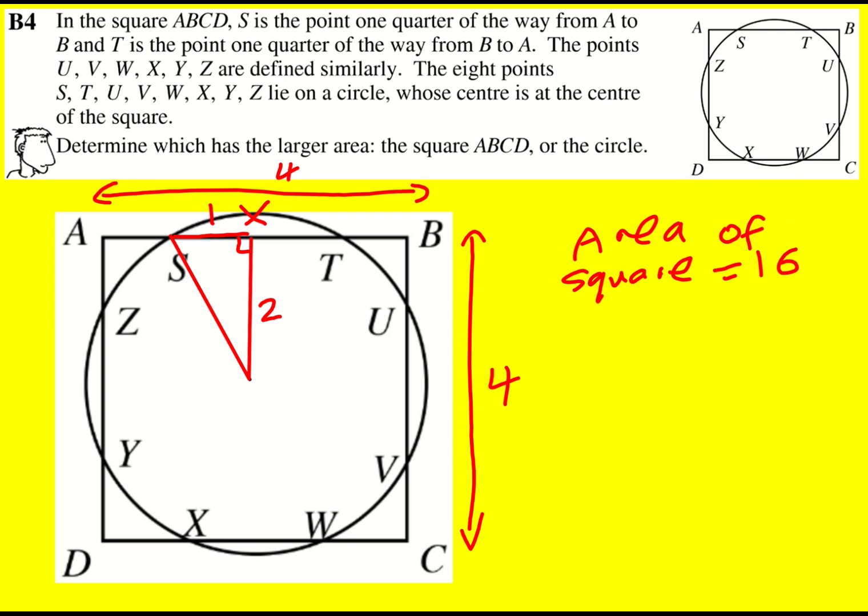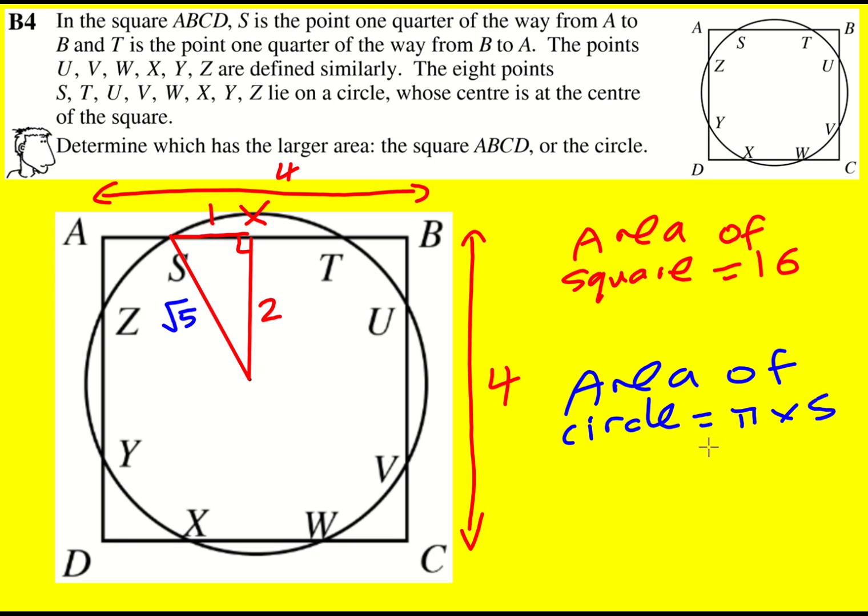Now if I focus on the circle, I need the radius of the circle, but I have it because I've got this right angle triangle that I've created. 2 squared plus 1 squared, square rooted, is root 5. Actually, I don't want r, I want r squared, so that's just going to be 5. The area of the circle will equal pi times root 5 squared, or 5, which gives 5 pi.